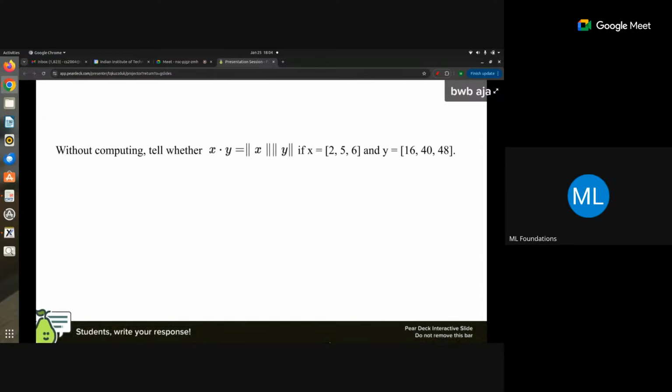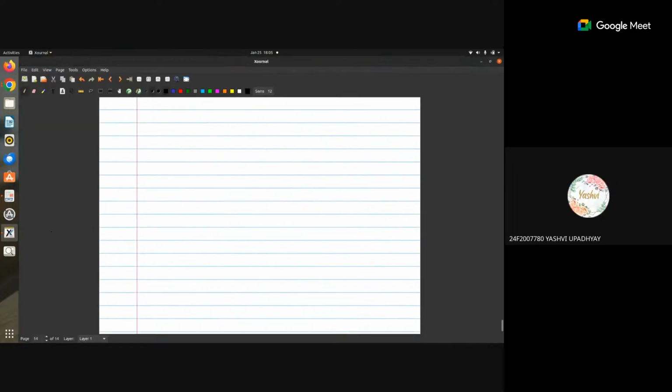How will you say that? This is the Cauchy-Schwarz inequality. The dot product should be less than or equal to the product of the norms, or the negative of them. All right.